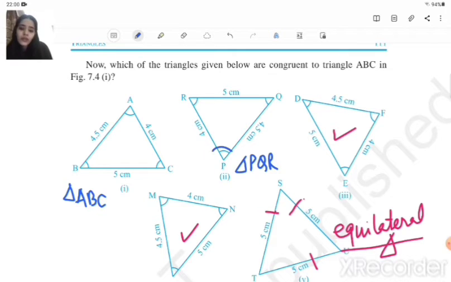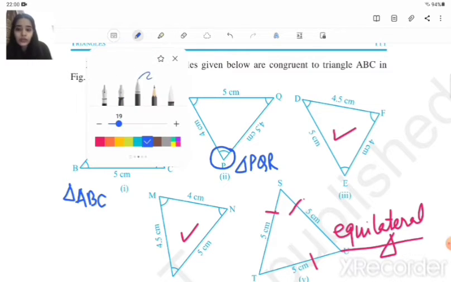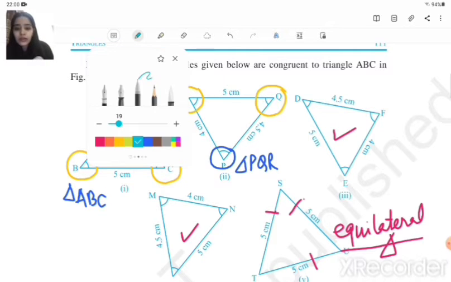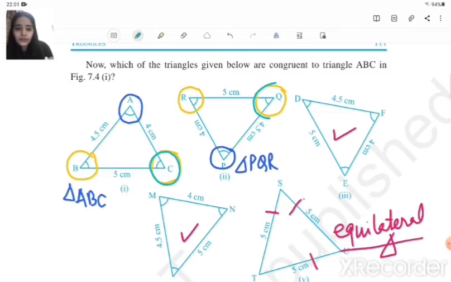So here P and here A. When we cut these triangles and try to overlap these points, then we will see that angle A is equal to angle P, angle B is equal to angle Q, and angle C is equal to angle R. I hope I'm clear to you. These angles will be equal to each other.